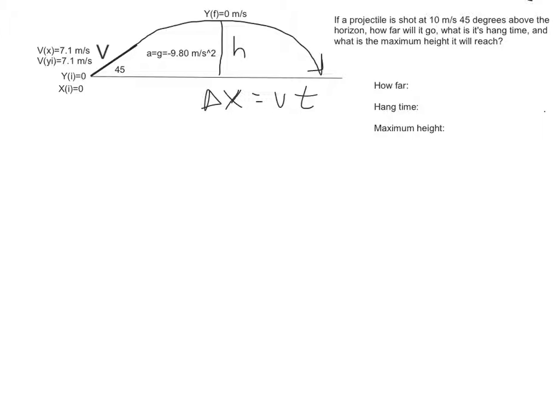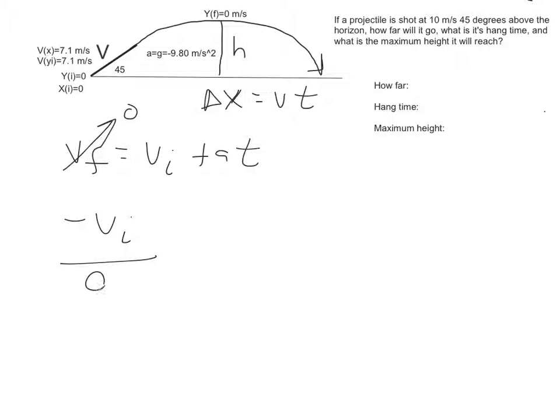So using that information, I know that I can use one of my most basic equations to find the time. And that is going to be that VF equals VI plus AT. I'm solving for time, and my final velocity is 0, so I'm going to get rid of that. So I have negative VI over A equals T.